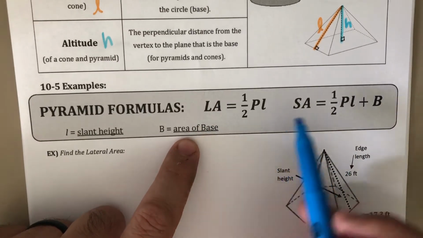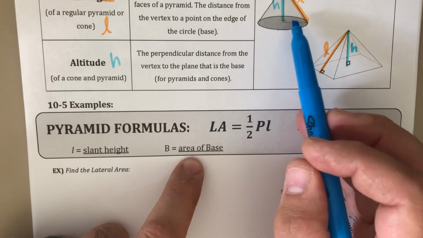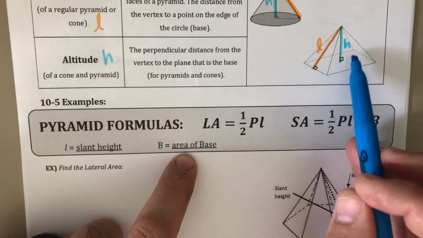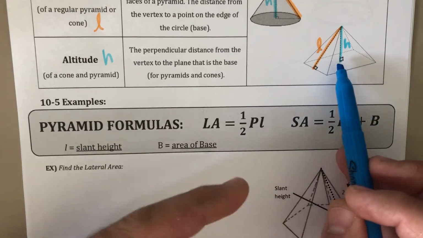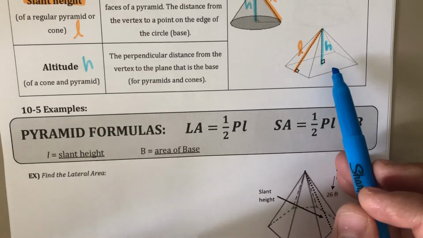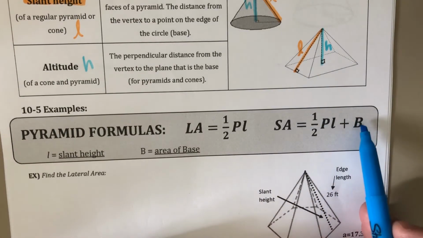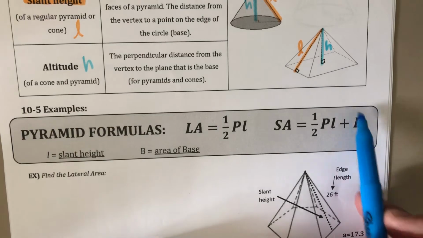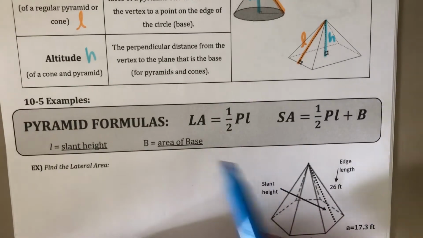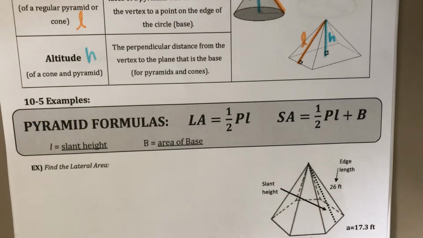For the cone, the base is a circle. For the pyramid in this picture, it's a rectangle. But remember, there are other pyramids too. There are octagonal pyramids, there are pentagonal pyramids, square pyramids. There's a whole lot of different bases, and so capital B just stands for the area of whatever that base is. Okay, so capital B, base area. So let's see an example here.